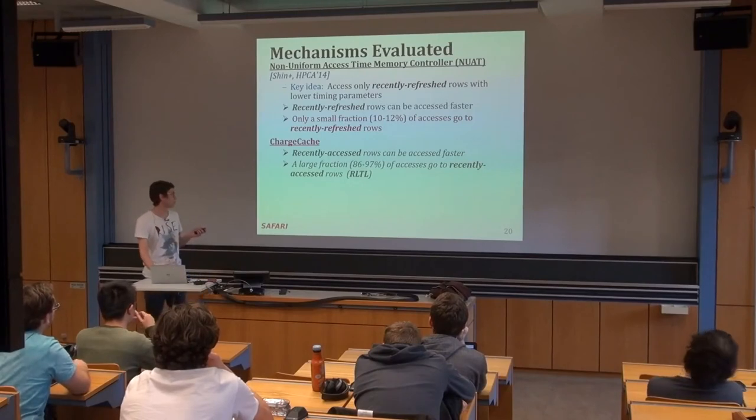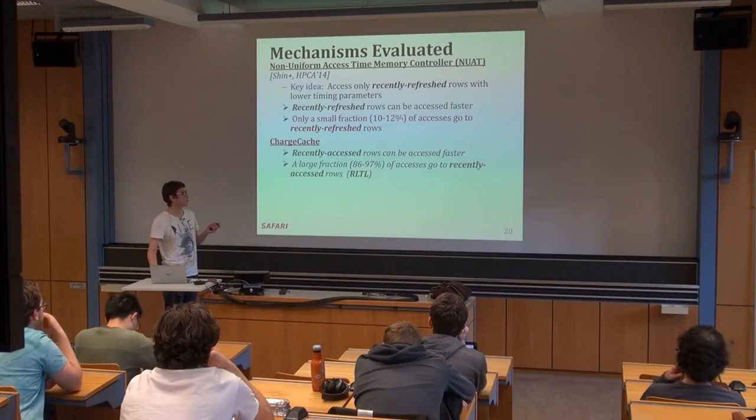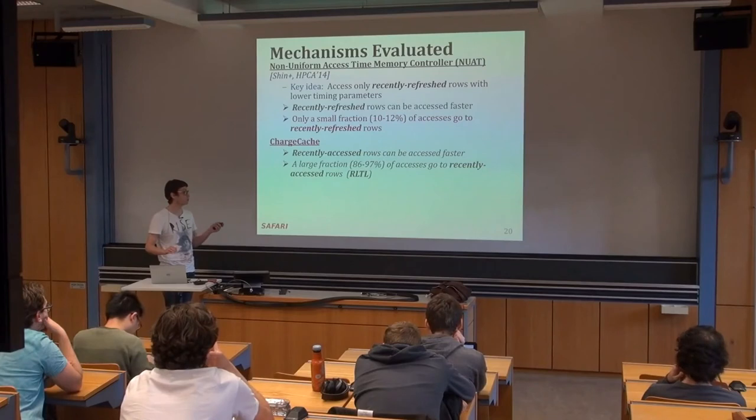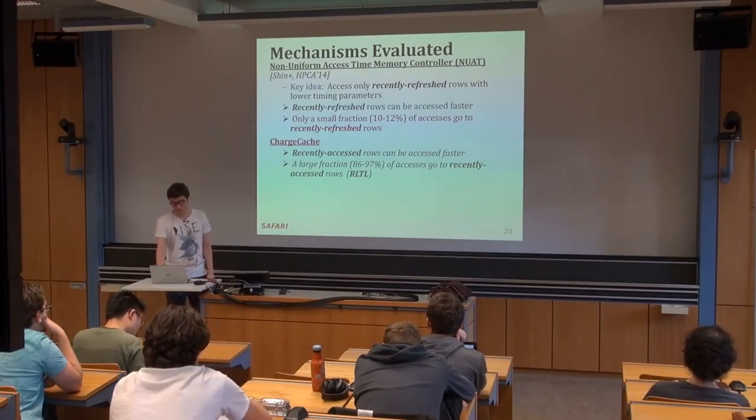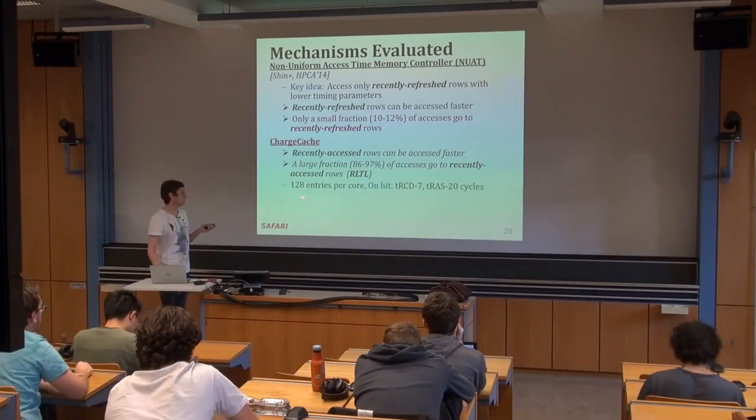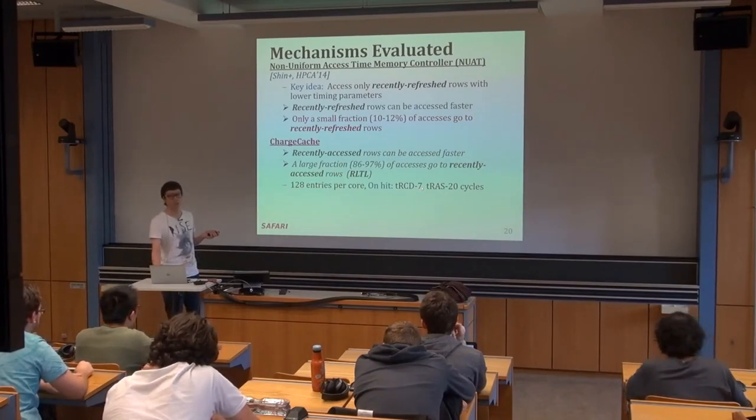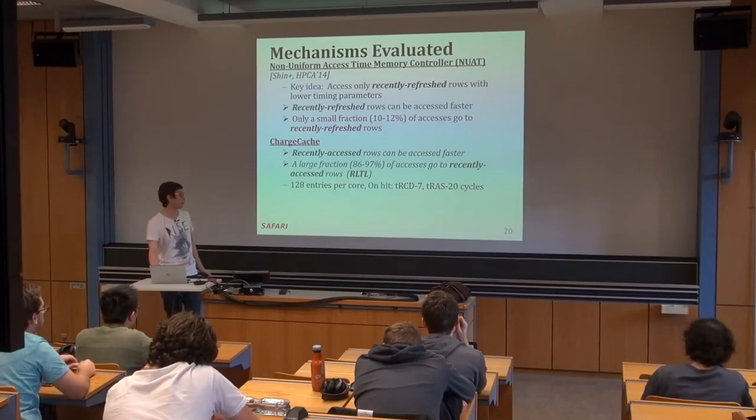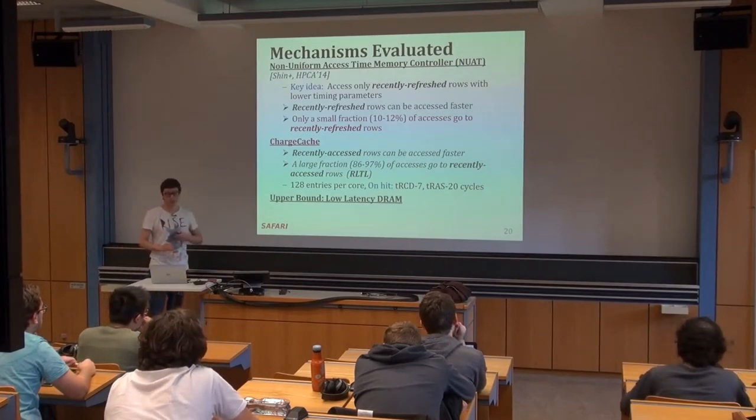Yes, and when we exploit accesses, we find that we can improve the detection of highly charged rows from 10% to up to 97%. Again, this is the number of entries we use. And on a hit, we found that we can reduce tRCD from 11 cycles to 7 cycles, and similarly, tRAS from 28 to 20. So we also evaluate an upper bound, which is low latency DRAM.